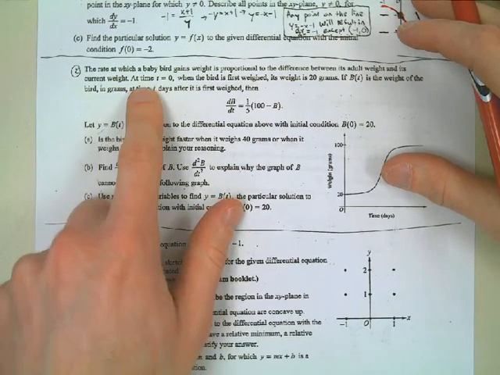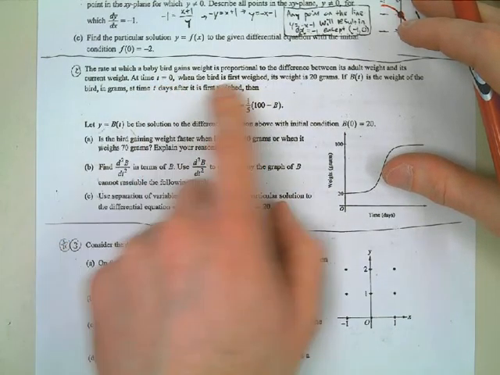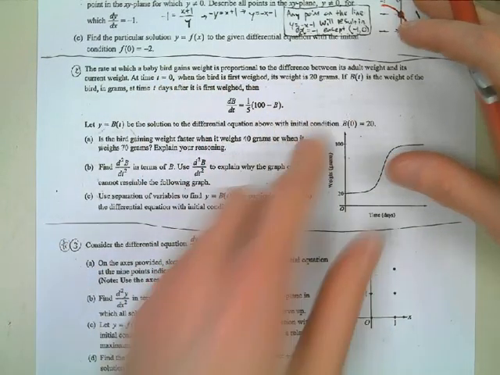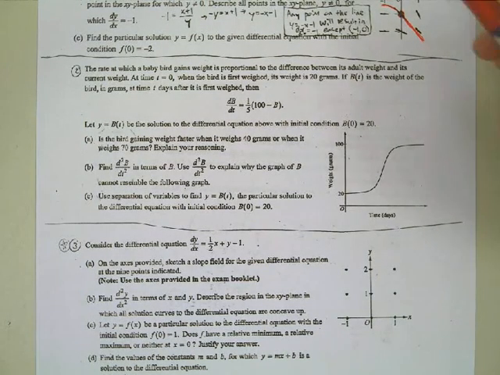At time t equals 0, when the bird is first weighed, its weight is 20 grams. So that's probably when the baby bird is born. At time t equals 0, the baby bird was born, and so it's 20 grams.